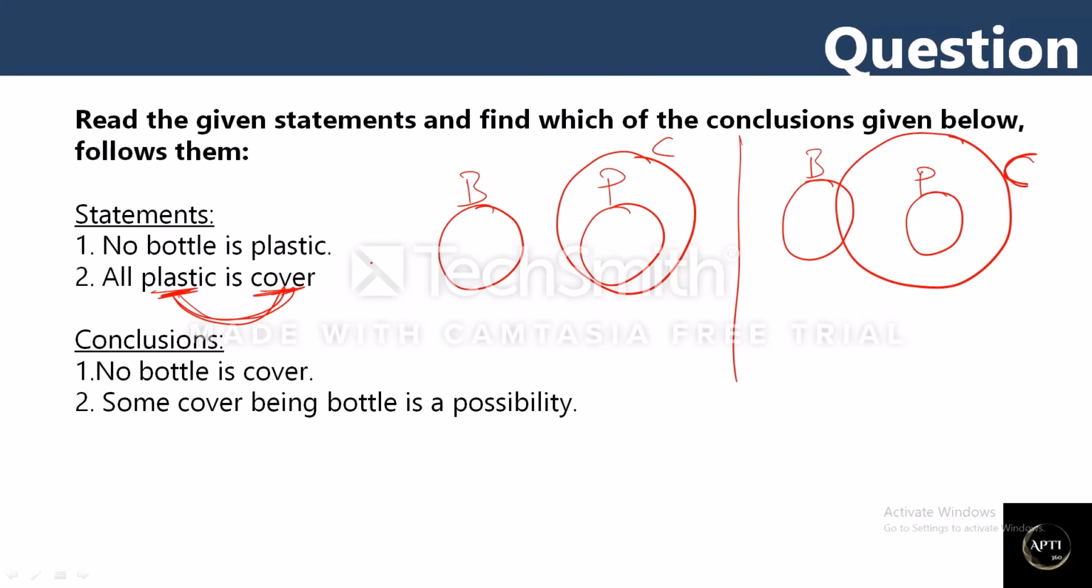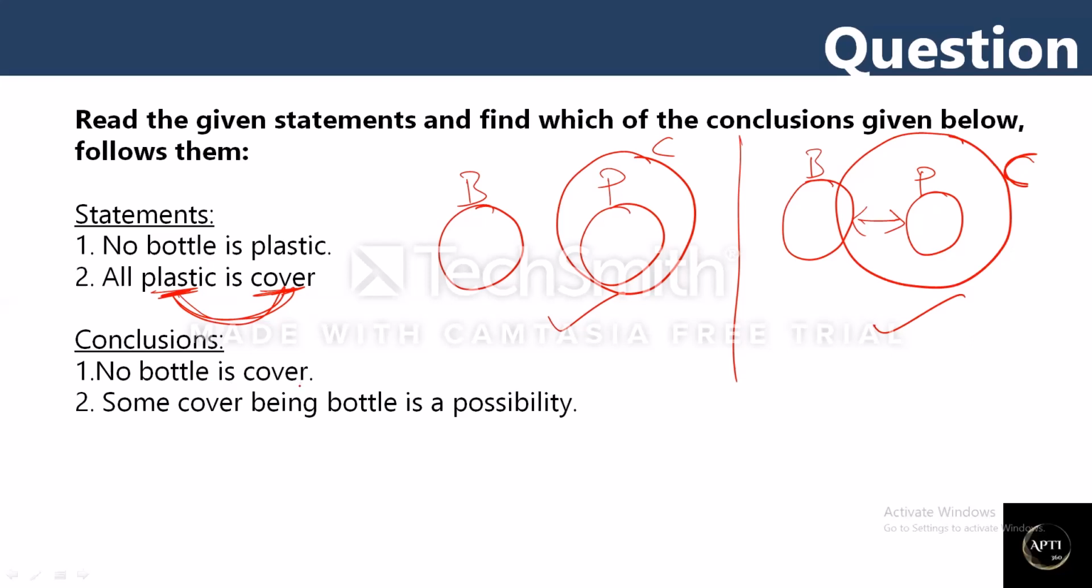So again we'll cross check with the statements. No bottle is plastic, of course there is no connection between bottle and plastic. First condition satisfied. Second condition, all plastic is cover, the entire plastic circle is present in cover. But what's the difference between this case and this case? Here we are not disturbing any other circles, here we are disturbing other circles. Okay, so minimum case and maximum case are done. Now we'll cross check with the conclusions.